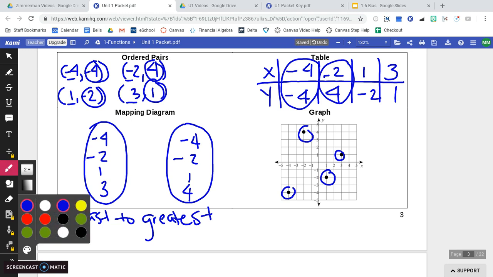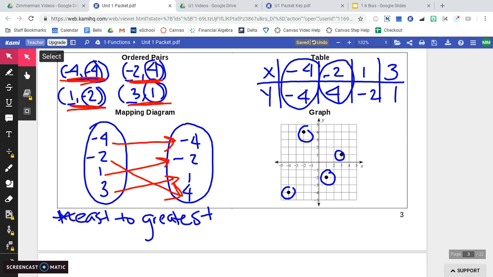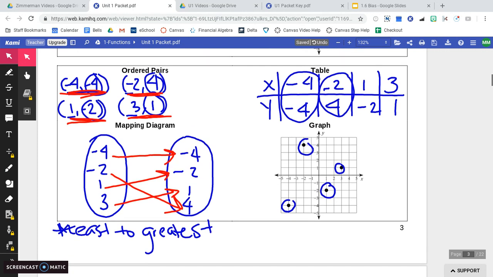Now we have to make sure we map, or draw the arrows, correctly. So negative 4 should map to negative 4. Negative 2 should map to positive 4. 1 should map to negative 2, and 3 should map to 1. So that is our second relation in the notes, represented in our 4 different ways.